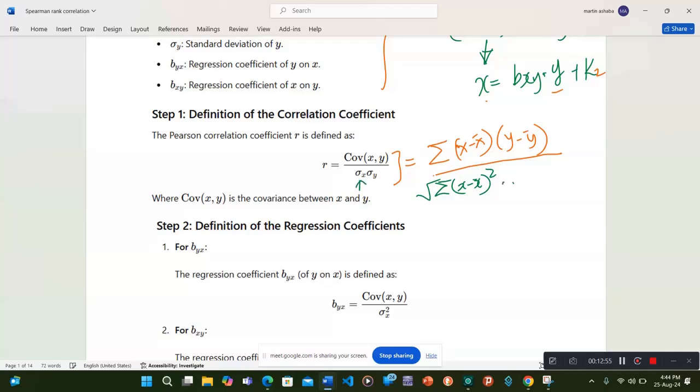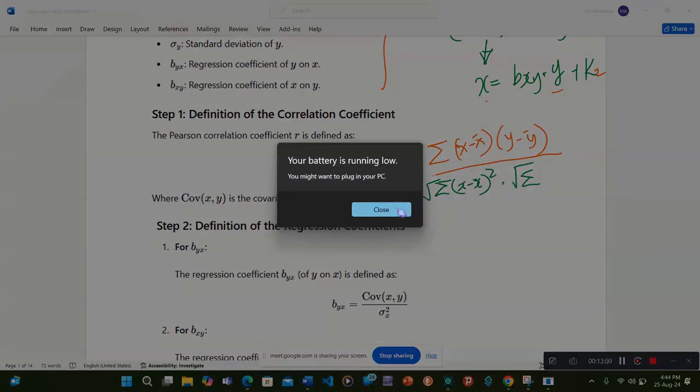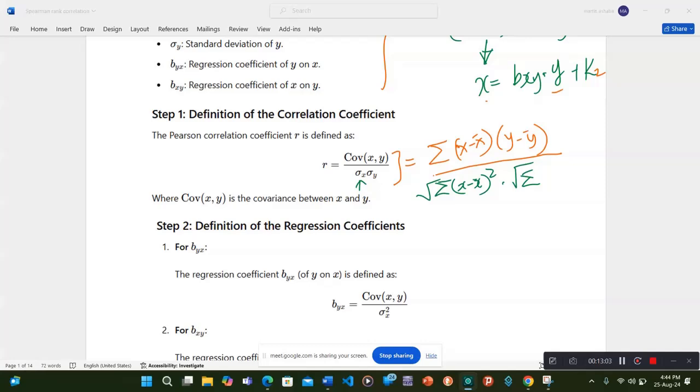Times the square root of the sum of y minus y bar squared. This one is also the standard deviation of y. So when you see this formula, r is equal to the covariance between x and y divided by the standard deviation of x times the standard deviation of y, it is the same as this.